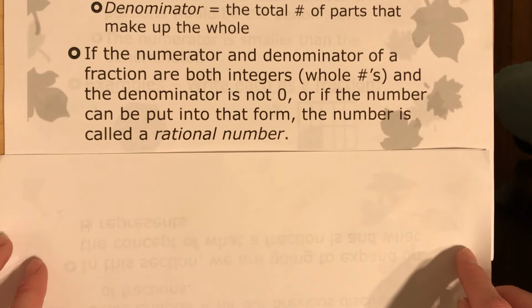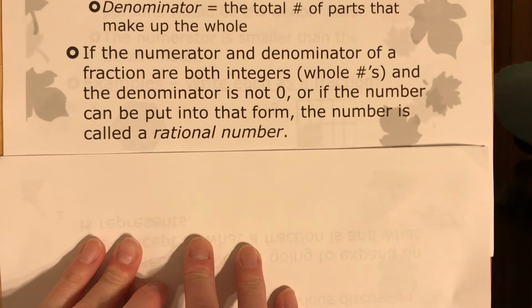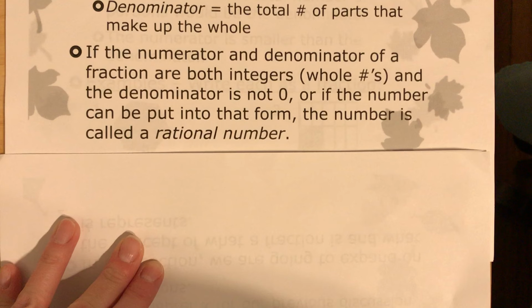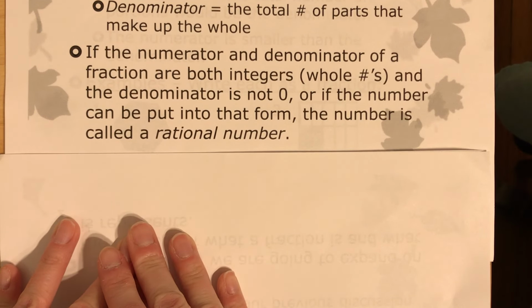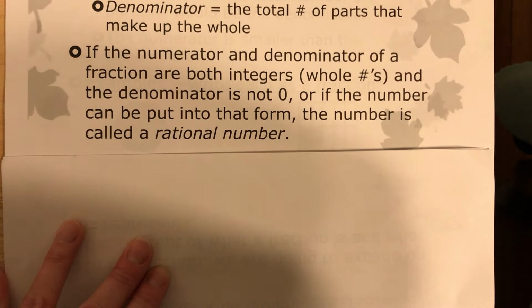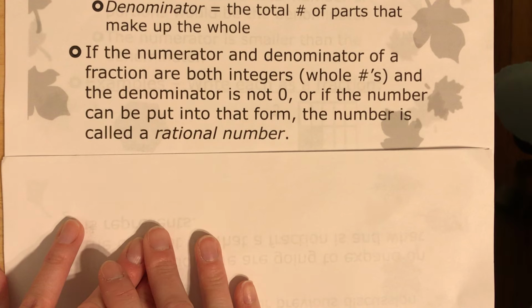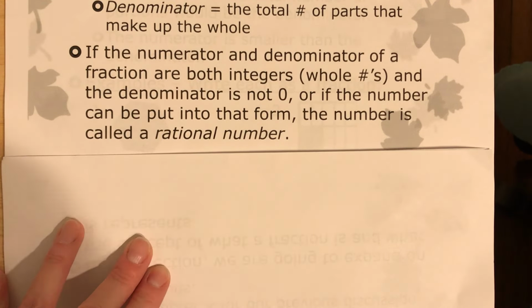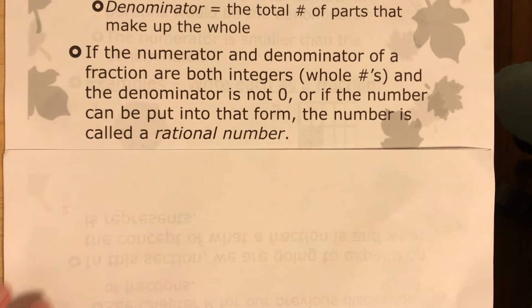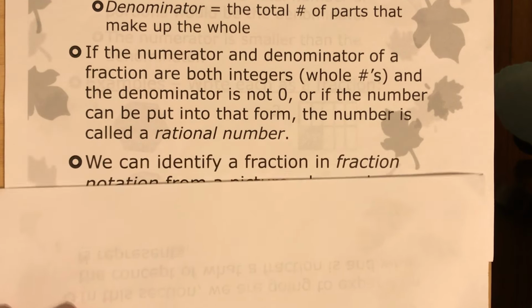If the numerator and denominator of a fraction are both integers, that means if they are both whole numbers, 2, 3, 4, etc., no decimals, no fractions within a fraction, and the denominator is not 0, or if the number can be put into that form, the number is called a rational number. I will not test you on that number vocabulary word individually, but it's good to understand what a rational number is because that's what this chapter is focusing on. So again, if the numerator and denominator are both integers within the fraction and the denominator is not 0, it can be considered a rational number.